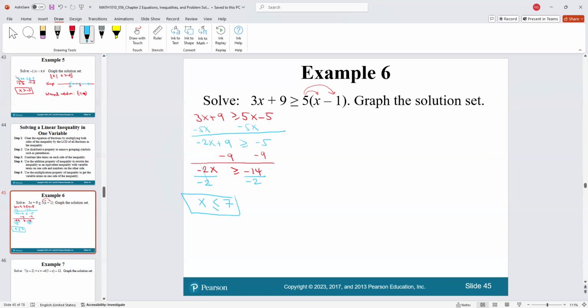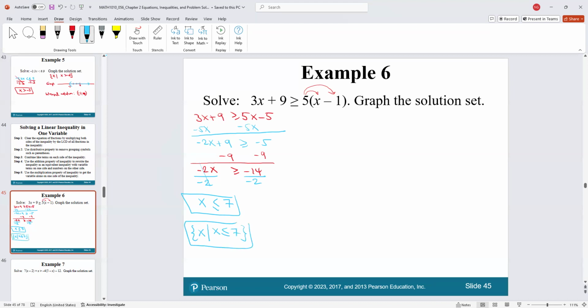We applied the distributive property. We subtracted 5x from both sides. We subtracted 9 from both sides, and we simplified. We divided both sides by -2. Now what you see is x is less than or equal to 7. So in terms of set builder notation, our solution is x such that x is less than or equal to 7. So this is a solution also.